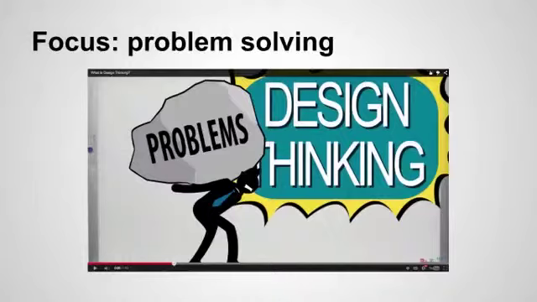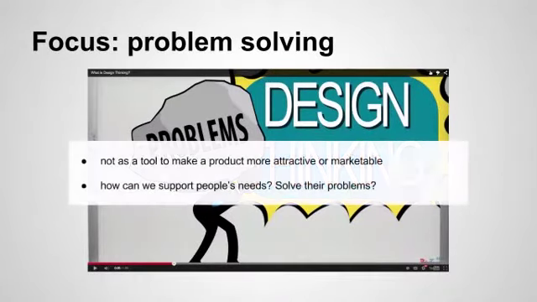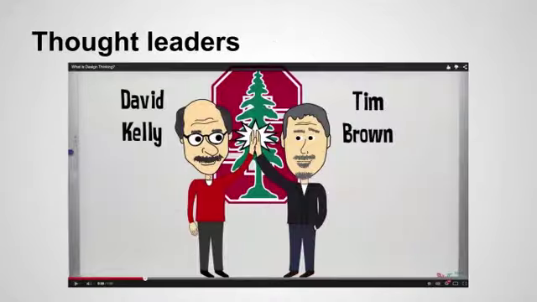So for the first key point, problem solving, design thinking is really looking at design as a problem solving framework. Traditionally, when we talk about design, we think of it, at least in the graphic design background that I have, as a tool to make a product more attractive or more marketable. But design thinking isn't really about that. It digs deeper. It's really about how can we support people's needs and how can we solve their problems.